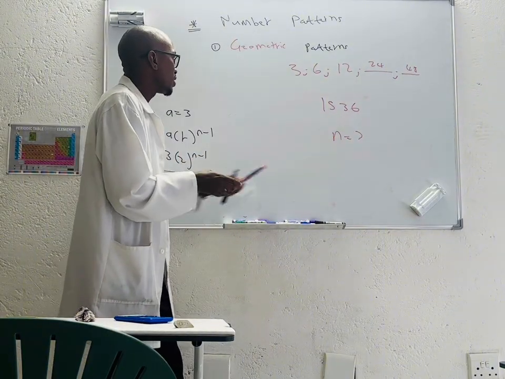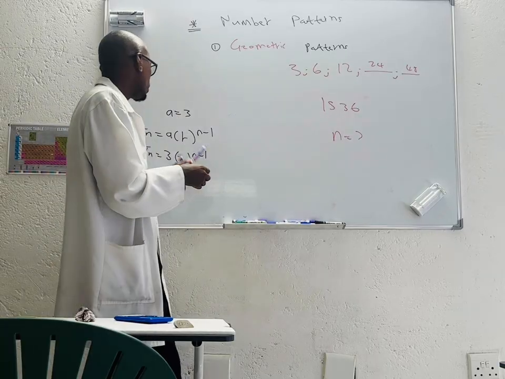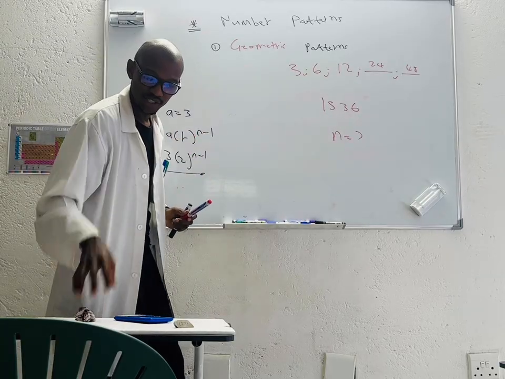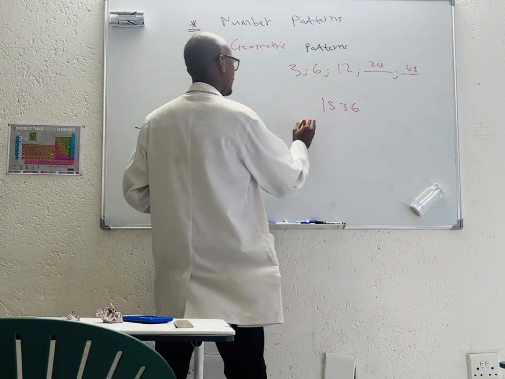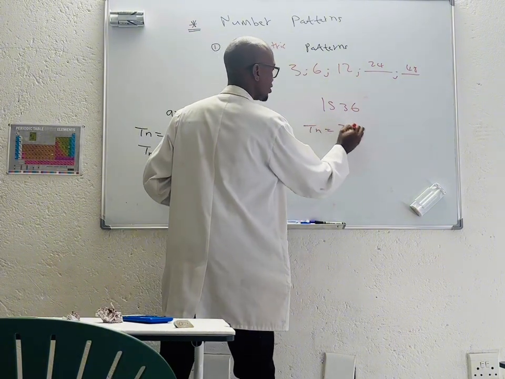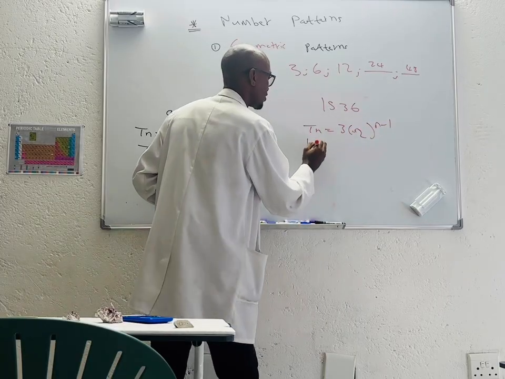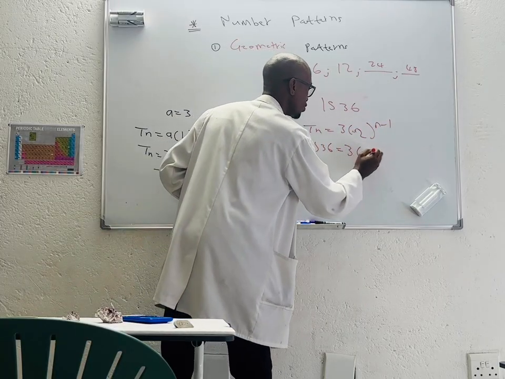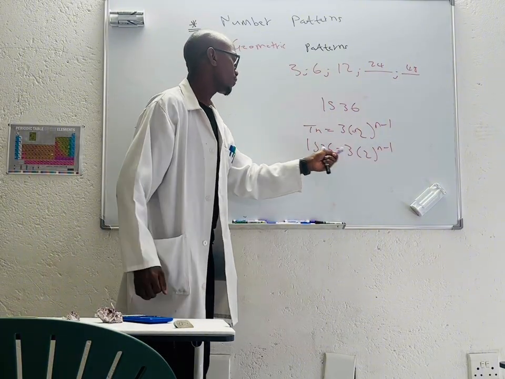So what do we do? When you see the Tn of the formula, you put 1536 and then you solve for your n. That's an exponential way of solving things. Now, guys, check it out. Tn equals 3 into 2 to the power n minus 1. 1536 equals 3 into 2 to the power n minus 1. Guys, I'm looking for the n.